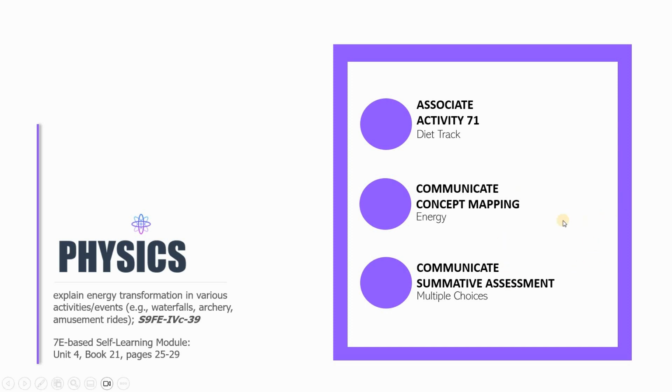Okay, so in this session, what we were capable of finishing was activity number 71 on diet track under associate, and then you did a concept map under communicate related to energy. And then the last thing that you did was a summative assessment with multiple choices under communicate. I hope that at this point you have already mastered explaining energy transformation in various activities or events, such as in waterfalls, in archery, and amusement rides.